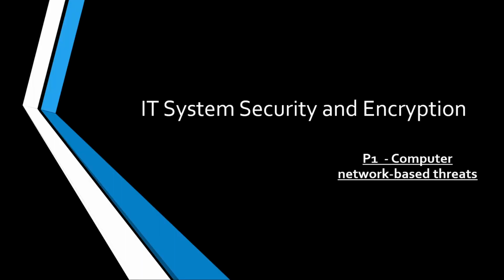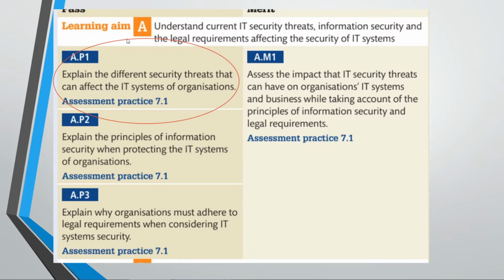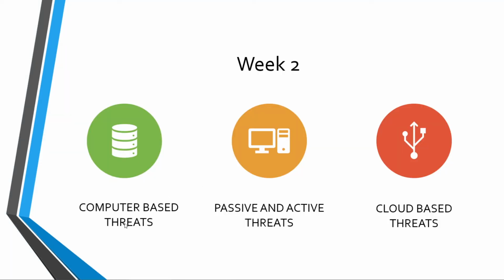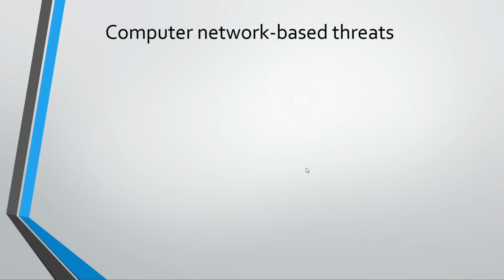So, with this, it's going to be the second part, as I said. This will be a part of another 3 pass criteria, and then we will move on to the merit task. So once you've done these 3, we can start doing the merit task, and then there will be a distinction task, but that's also part of this part B. I'll start going over P2 and P3 in later weeks. So, as I said, computer-based threats, passive and active threats, and then I'm going to go over cloud-based threats.